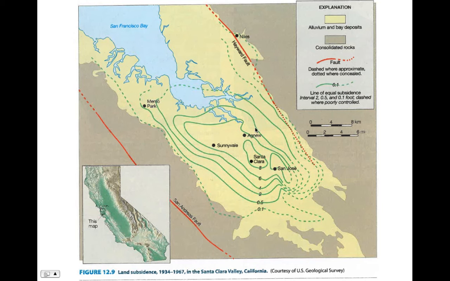And when you look at this map, I want you to look at the green lines, which are the lines of equal subsidence. Basically, they're like contour lines. For example, in Santa Clara, we're seeing about 8 feet in here. Well, this is our map showing how much subsidence has occurred in the Santa Clara Valley.